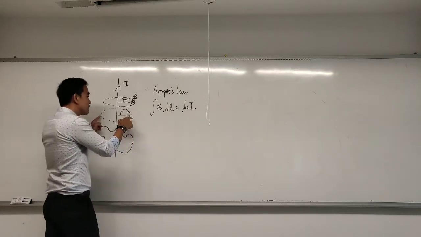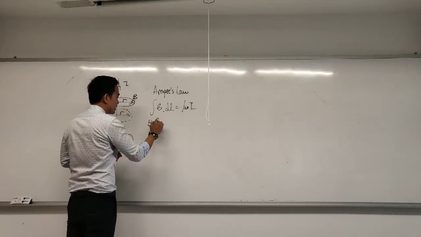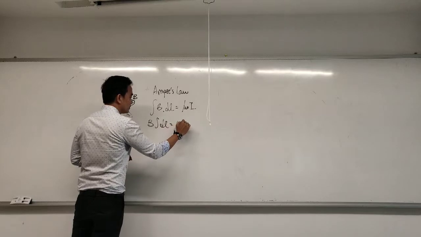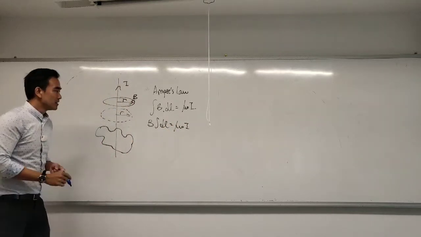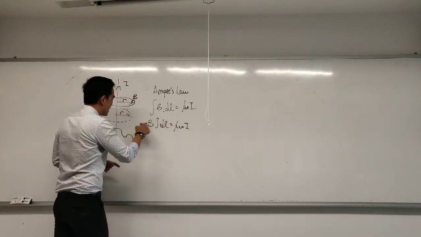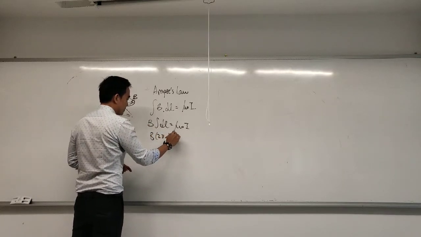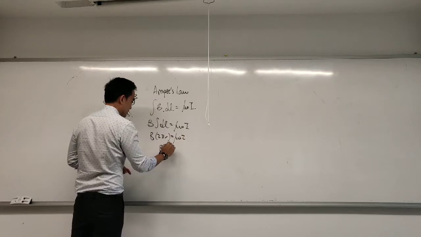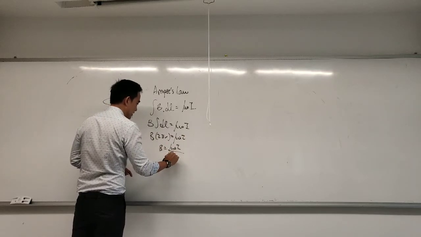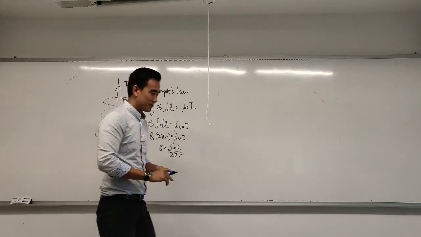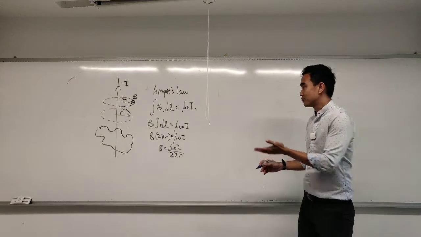Because B is constant, I can bring B out. The current enclosed is I. Therefore, the integral of dl, which is the integral of the length over here, is 2 pi r. So you just get a very neat expression over here. It's a beautiful expression and it's very simple to get through Ampere's law.